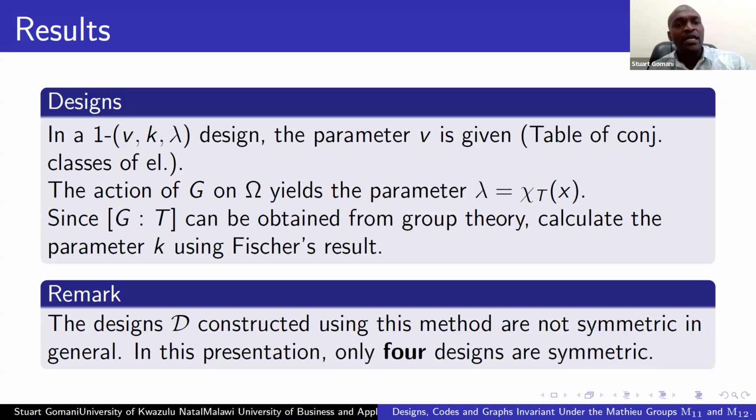Now, because we can obtain the index of the maximal subgroup in the group by using some techniques in group theory, or indeed, we can make reference to the table of the maximal subgroups of the group that is in the Atlas. So we can just refer to the Atlas to find the indices of the maximal subgroups. Then, having known these three variables, we can calculate the last parameter of the design here using Fisher's result that we just shared prior. So the designs that we construct using this technique are not symmetric in general. Some are, but in general, they are not symmetric.